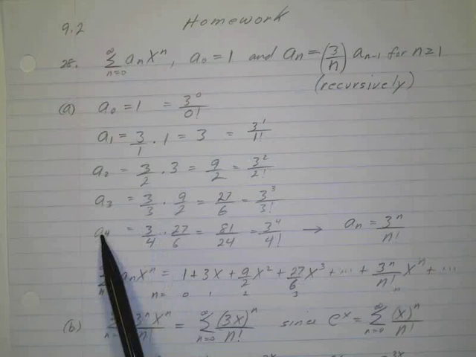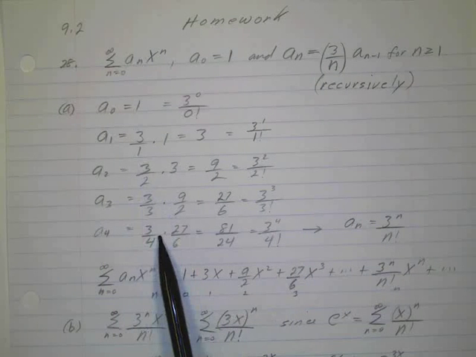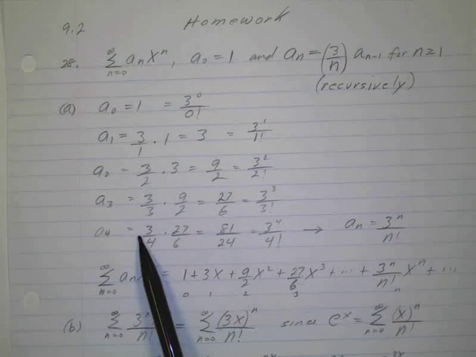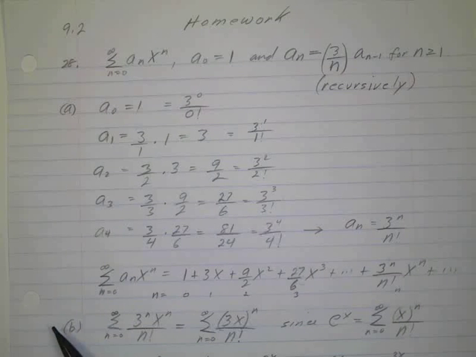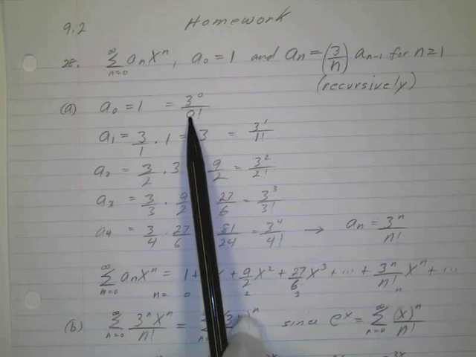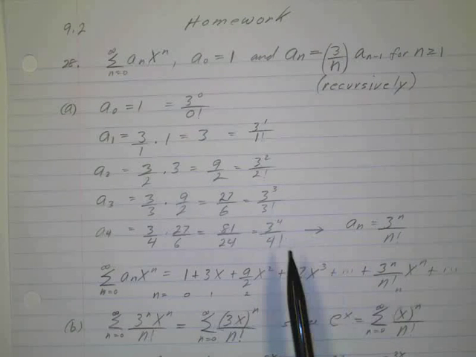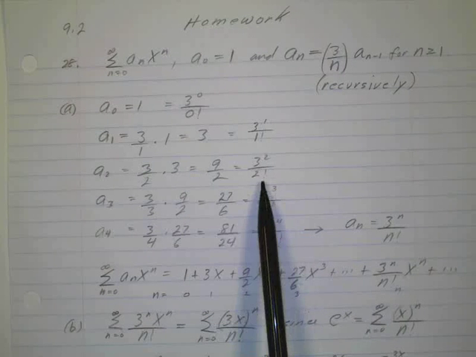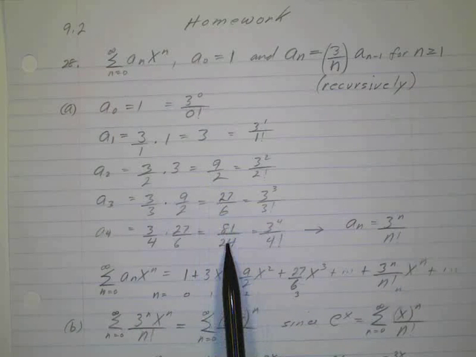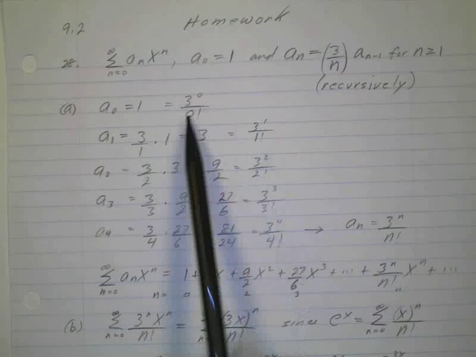And a sub 4 will be 3 over 4. See, these match. There's always 3's on top. Okay, times the previous term, which is 27 over 6, and that ends up being 81 over 24. Now, if you look at these numbers, 1 we could call 3 to the 0 over 0 factorial, and you can see a pattern: 3 to the 0, 3 to the first, 3 to the second, 3 to the third, 3 to the fourth. And the 2 and the 6 and the 24 tell you that you have factorials, and this fits the pattern: 1 factorial and 0 factorial.